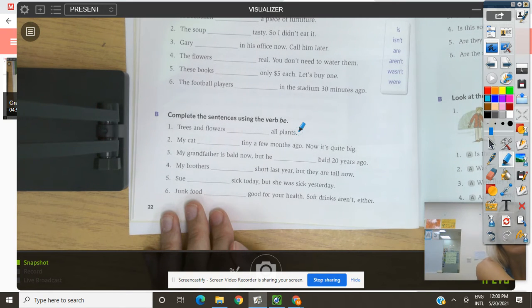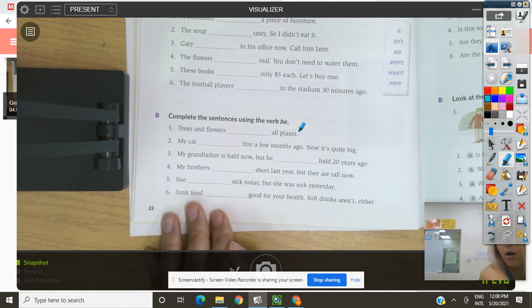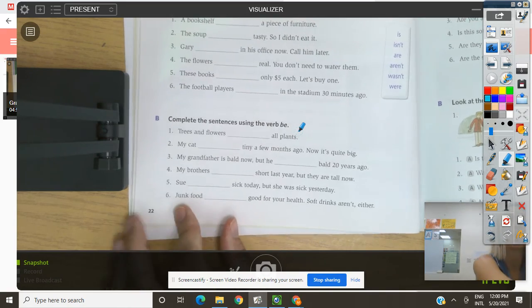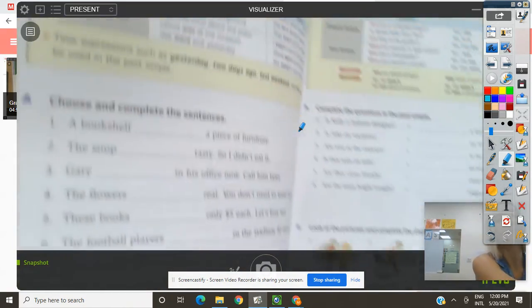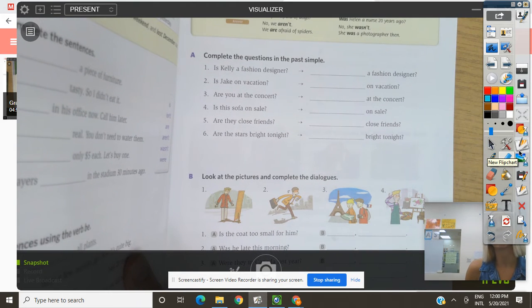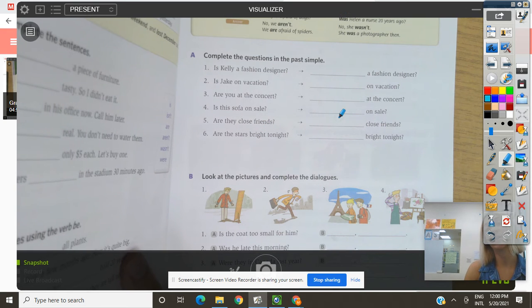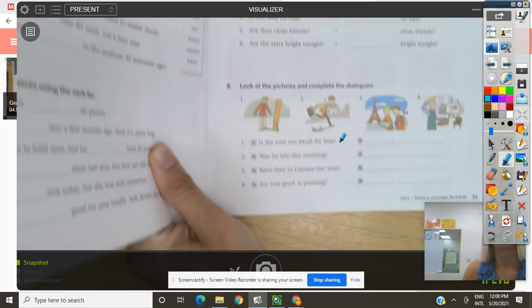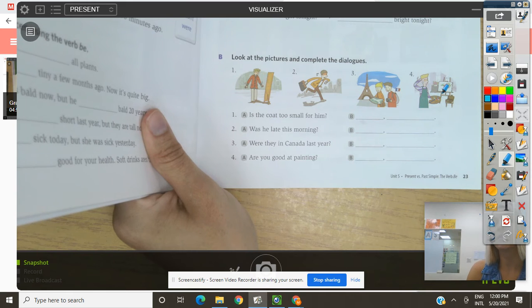Number 1, trees and flowers are all plants. There's one for you right there if you're paying attention. Now over here, for some questions, you need to complete the questions in the past simple. They're in the present, you need to change it to the past. Down here, you look at the pictures and complete the dialogue. They've asked a question, connected to each picture, and you look at the picture to answer it.